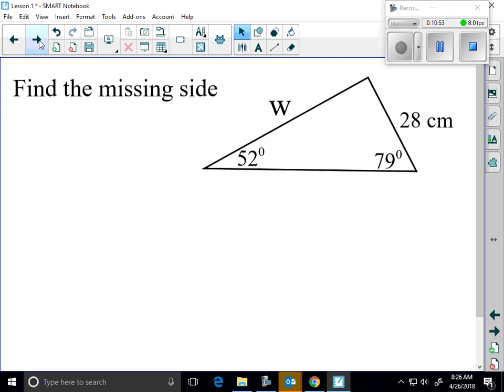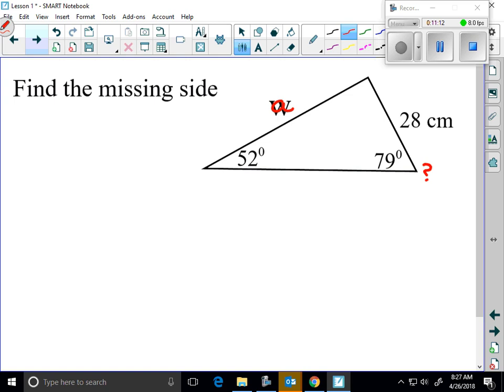Oh, this is scary. I have to find that side. Which letter do you like other than W? A, B, or C, Sean? Good choice. Let's call this side A. So what would this angle be?